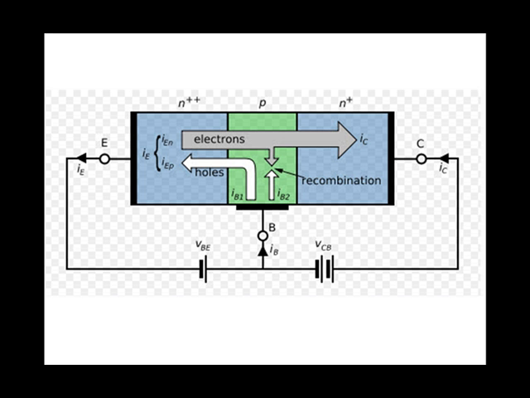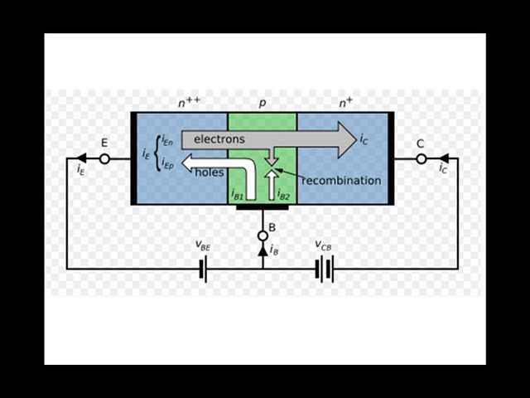The heavy doping of the emitter region and the light doping of the base region cause many more electrons to be injected from the emitter into the base than holes to be injected from the base into the emitter. The common emitter current gain is represented by the symbol beta. It is approximately the ratio of DC collector current to DC emitter current gain.